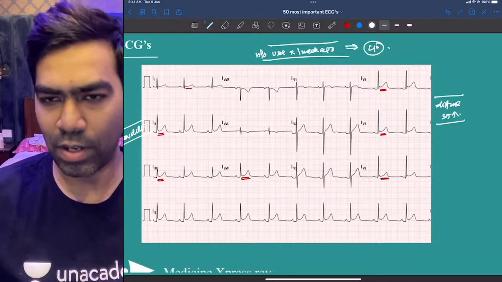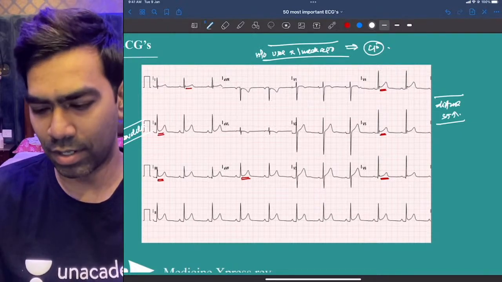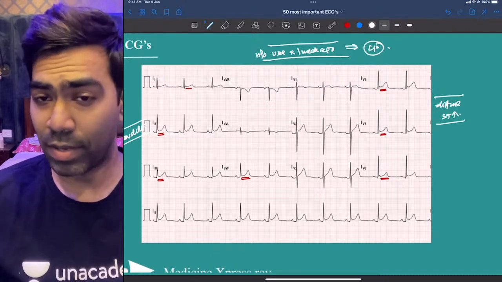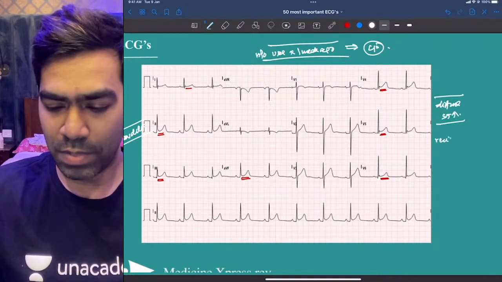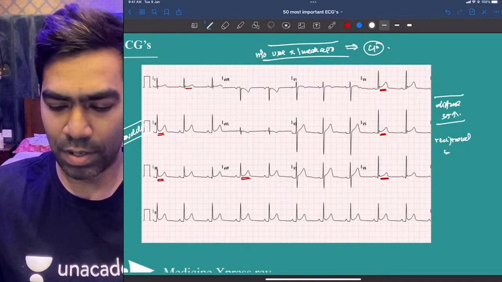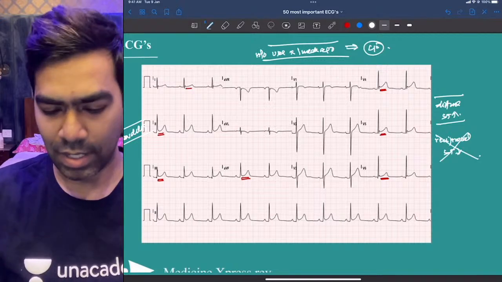Why? It could be an MI also. So you need to differentiate from myocardial infarction. So how will you tell it's not a myocardial infarction? Number one, you will not be seeing any reciprocal ST segment depression. You don't see reciprocal ST segment depression.